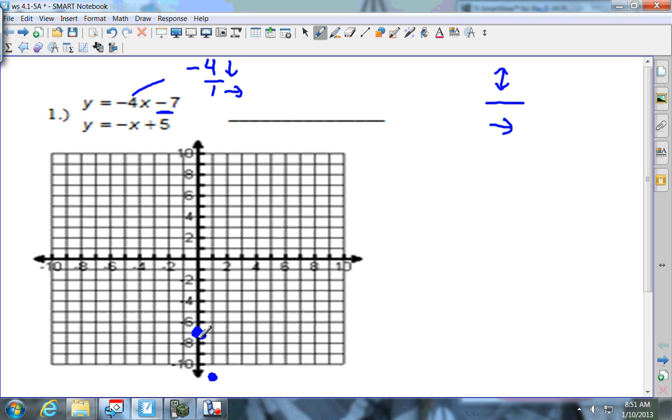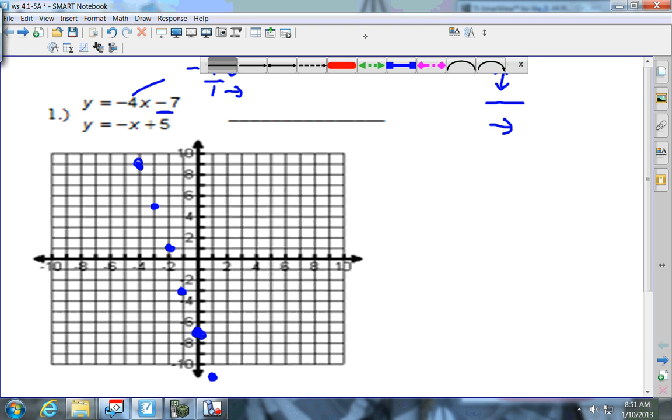So to go backwards, I'm going to go up 1, 2, 3, 4, and to the left 1 and put a dot. Up 1, 2, 3, 4 to the left 1. And then I'm going to draw my line.